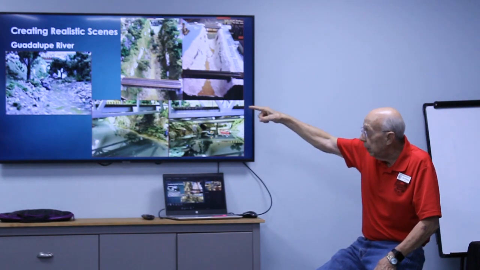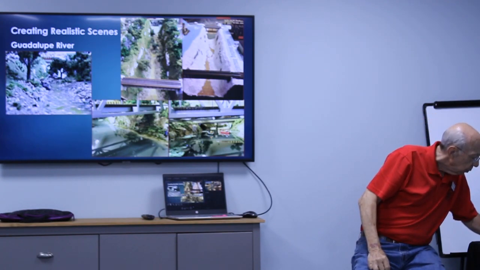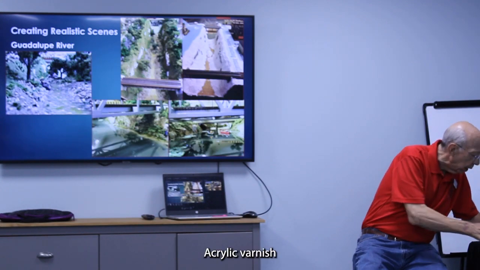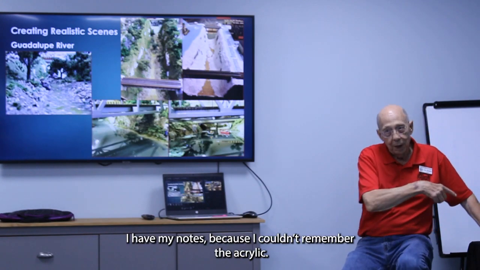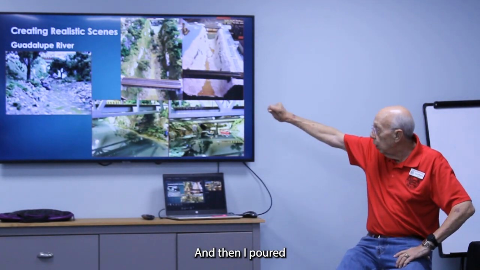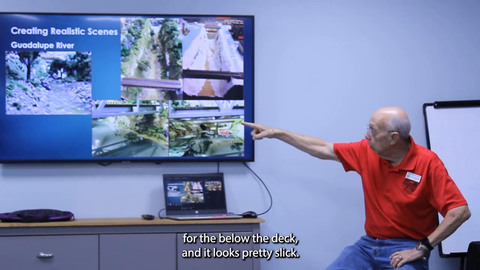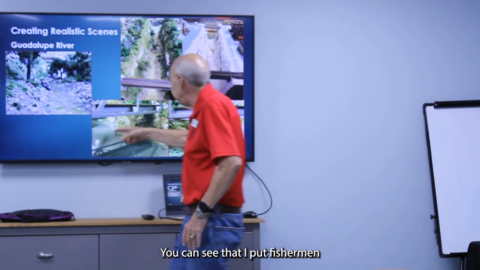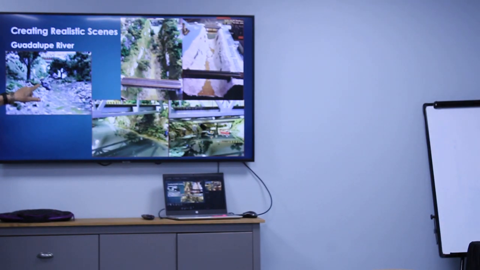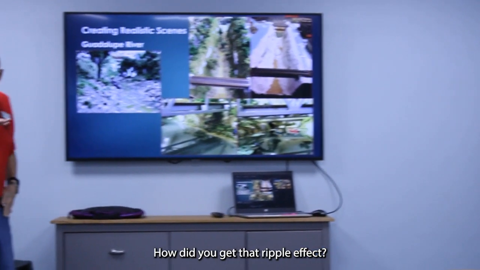Now below the dam, I use an acrylic varnish. I have my notes, but I couldn't remember. Acrylic, and then I poured more of this water over the top of it for below the dam. And it looks pretty slick. You can see, and I put fishermen and a bunch of trees and rocks and stuff. And it gives you an idea of kind of like ripples as it goes.